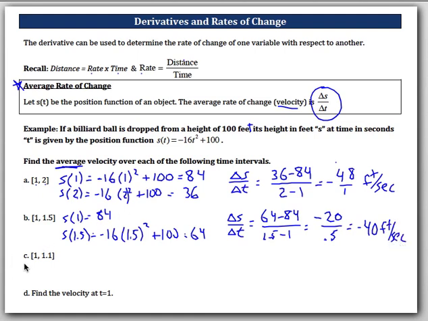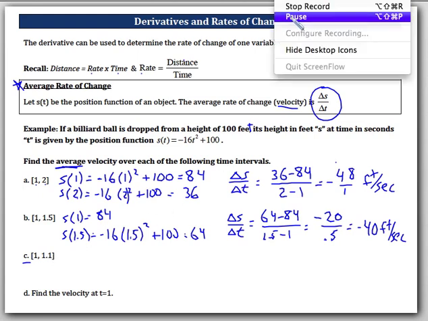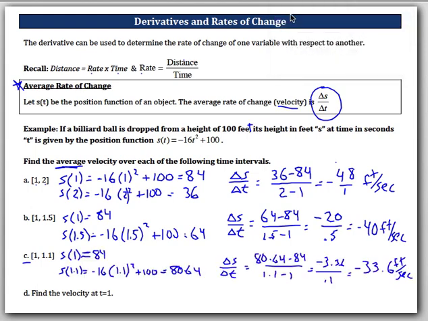I want you to go ahead and try C on your own. So find the average velocity in that 1/10 of a second, 1 to 1.1. Go ahead and pause the video and come back to check your work. All right, welcome back. You can go ahead and check your work here. You should have got negative 33.6 feet per second.